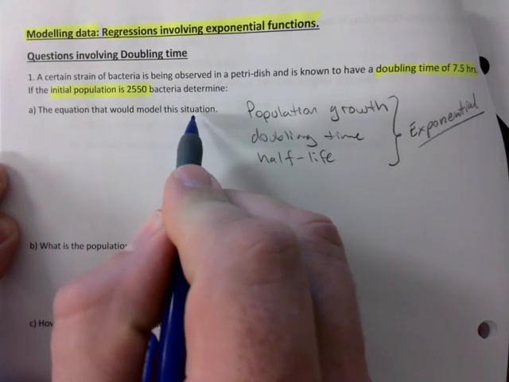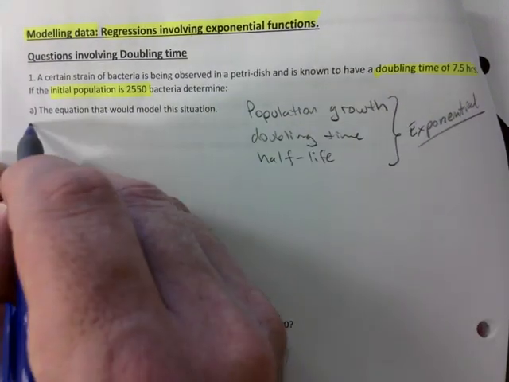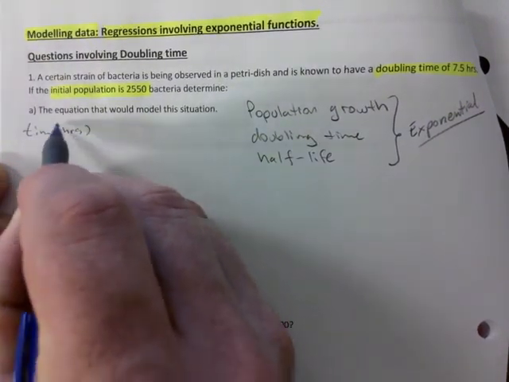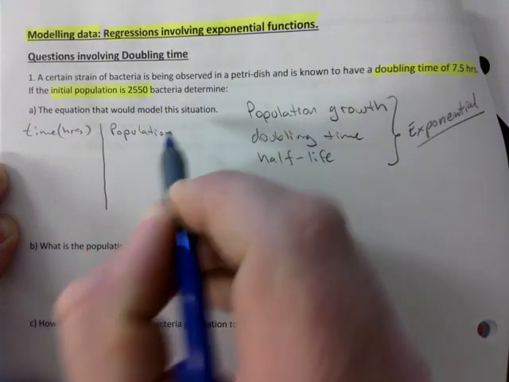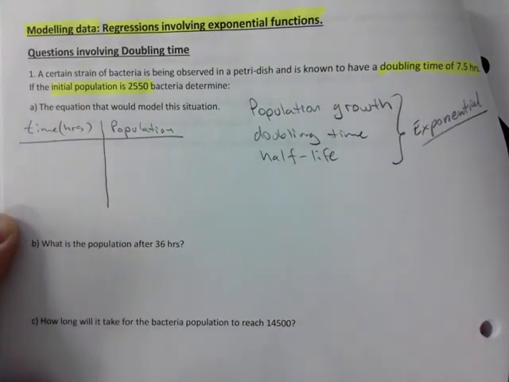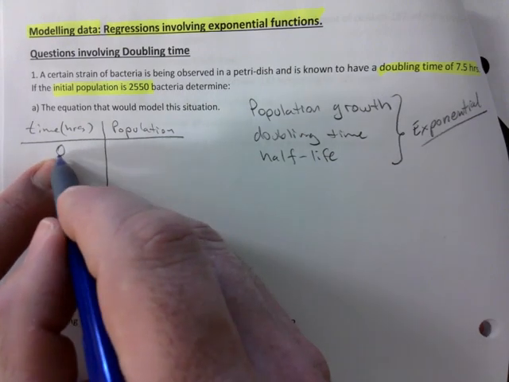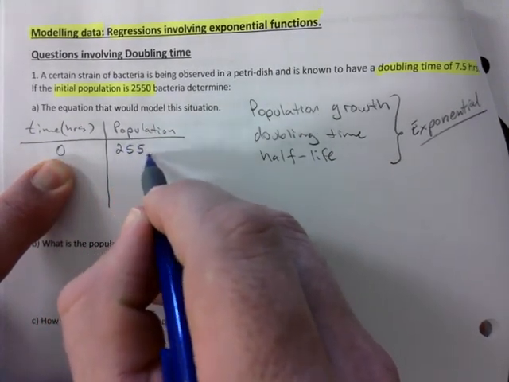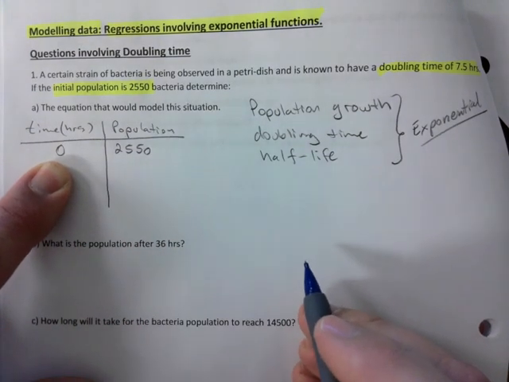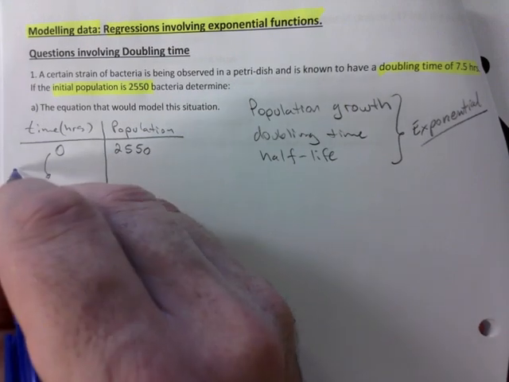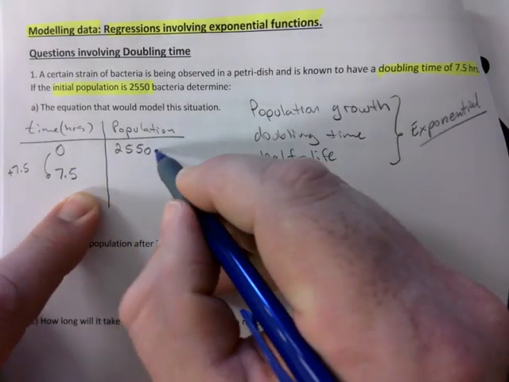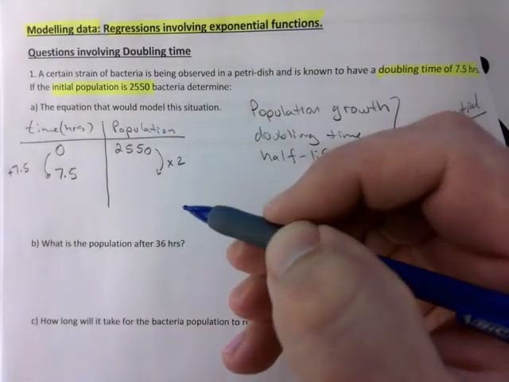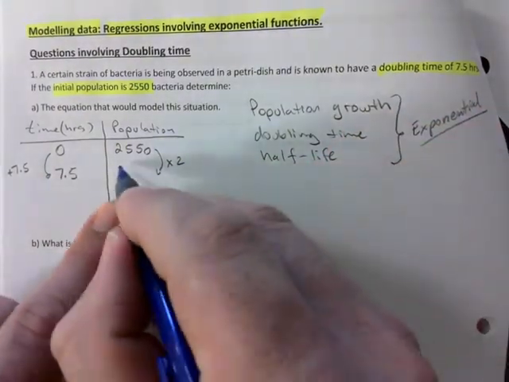So we want the equation that models the situation. Because of the doubling time, we're going to have time in hours compared to population of bacteria. And the very, very important start is that at time 0, what do you have at time 0? You have 2550. Okay, this is your initial population. And every 7.5 hours, we're going to add 7.5, which gets us to 7.5. We're going to double what we had before. So we are at 5100.